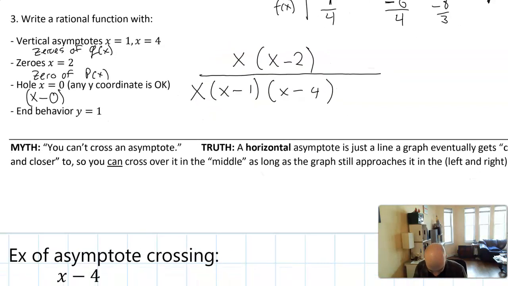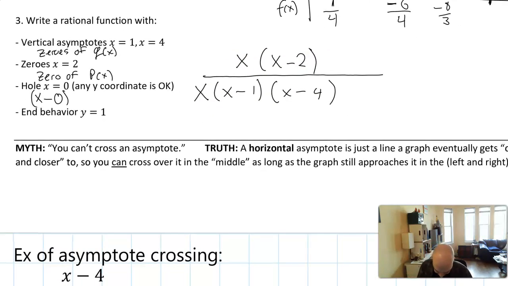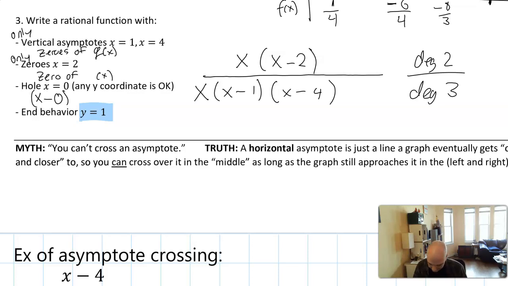And now the last part is the part that makes this a little weird and confusing. We need end behavior of y equals 1. So right now, my end behavior would be y equals 0 because I have a degree 2 over a degree 3. So I need a way to add a degree to the top, but without adding any more zeros, because this is supposed to be the only zeros. We should say only.